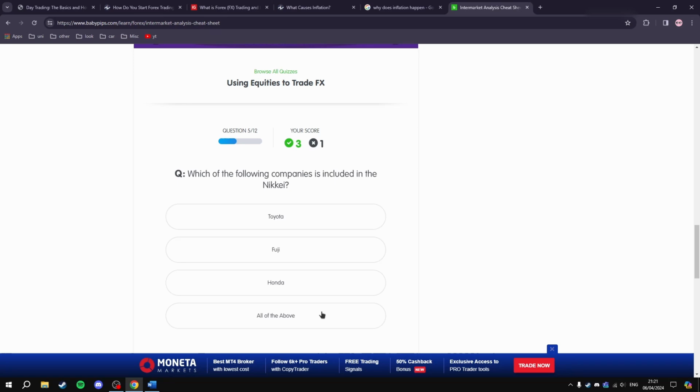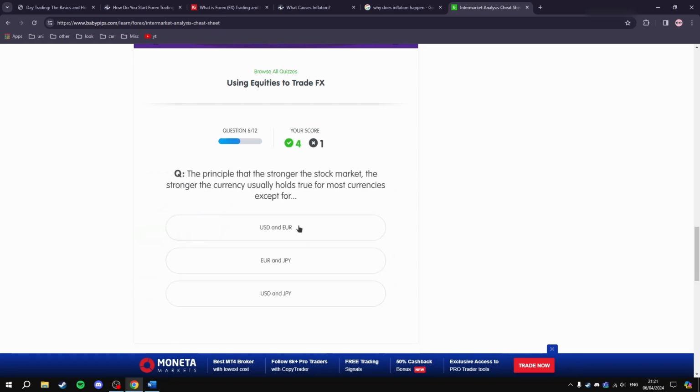Toyota, Fuji, Honda, I think all of the above. Yeah. The principle that the stronger the stock market, the stronger the currency usually holds true for most currencies except for one. So even if it has a stronger stock market, the currency value isn't necessarily going to become stronger.